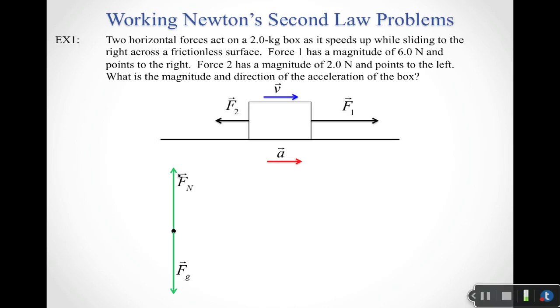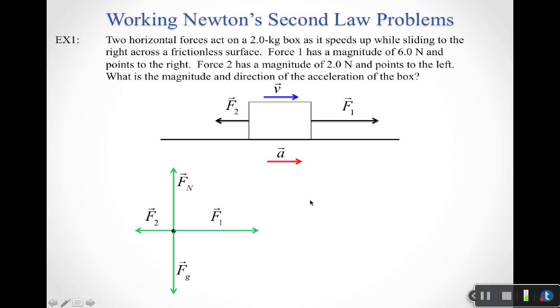Next question, do I have a rope or a string or a chain or anything that acts like that? No, so I don't need a tension force. Next question, do I have any applied forces? And yes, here I obviously have 2. I have F1 that points to the right and F2 that points to the left. I know that F1 is 6 newtons, I know that F2 is 2 newtons, so again F1 is clearly larger than F2. All right, so that's taking care of all the forces that act on the box.